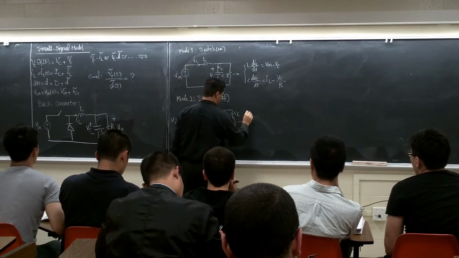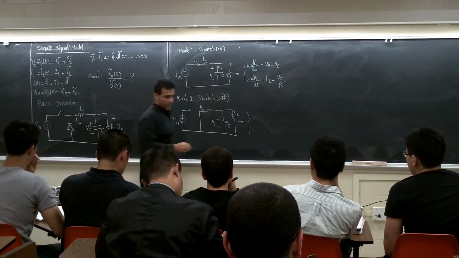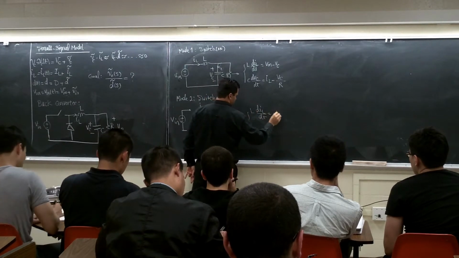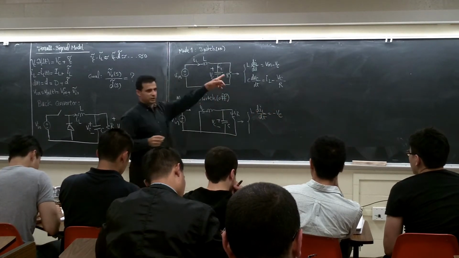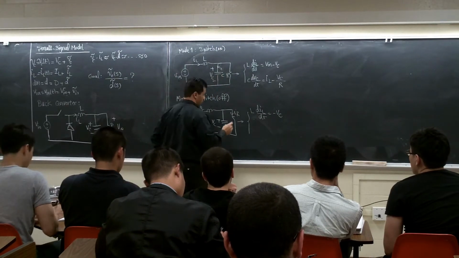So the equation is going to be L dIL over dt is minus Vc, right? The same equation, because Vin is not anymore in the circuit. And the second one is the same thing, for C.